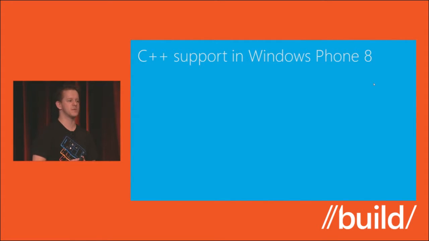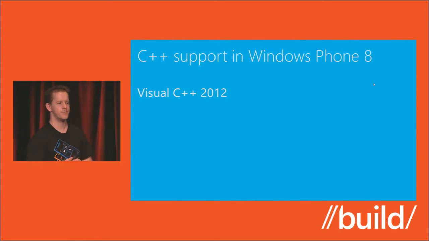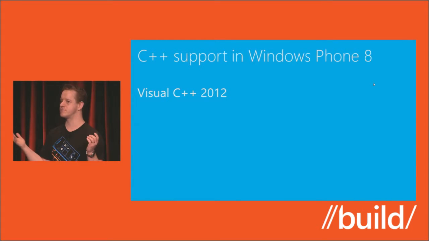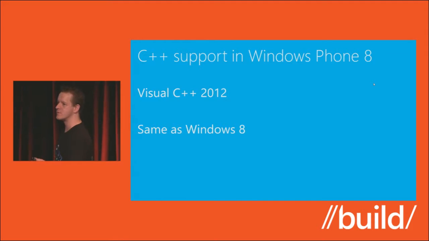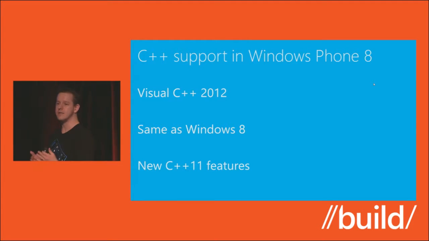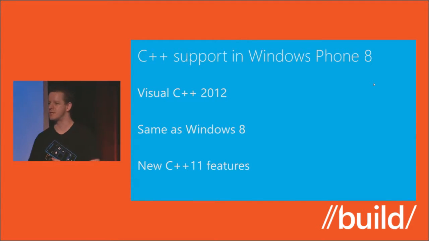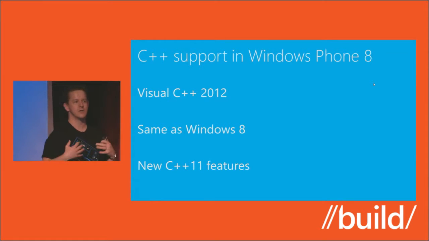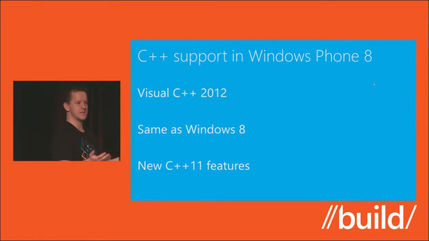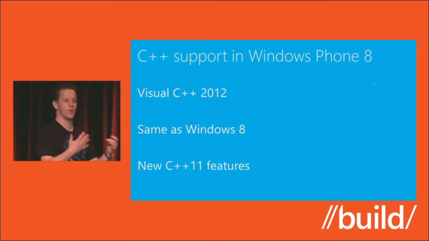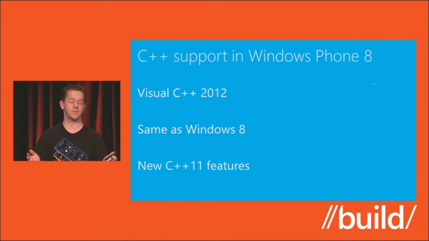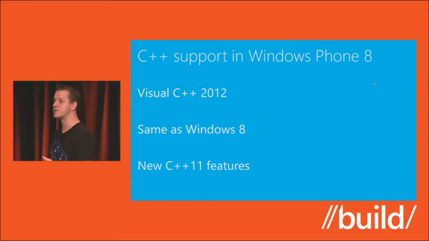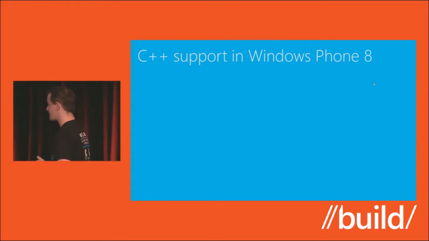So what does C++ support look like in Windows Phone 8? Well, it's Visual Studio 2012, same as Windows 8, same compiler, same tool, same libraries, and it does have a lot of new C++11 features, as I mentioned. So we're not just bringing a subset of C++, we're not just bringing a small amount of C++, we're really bringing you full Visual C++ 2012, same as Windows 8. So this is the real thing.